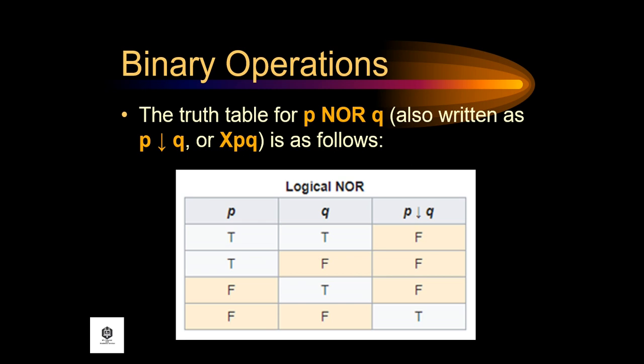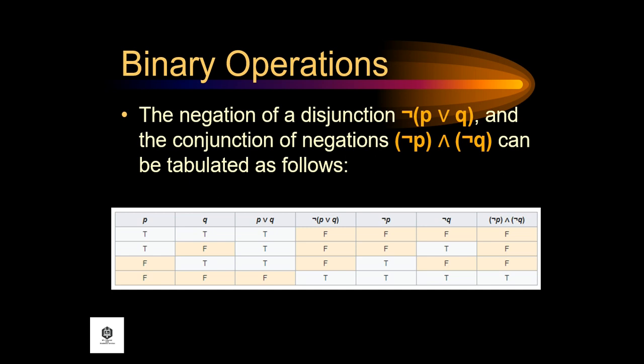T and T is equal to F, T and F is equal to F, F and T is equal to F, F and F is equal to T. So that's the truth table for logical NOR. The negation of a disjunction and the conjunction of negations can be tabulated as follows.